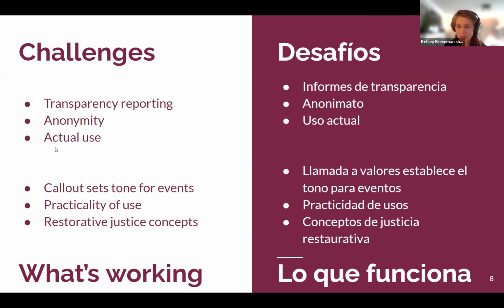Actual use. I can say that our conflict resolution toolkit has been brought out before, but with our code of conduct, we haven't really had anyone say, hey, I had a problem, I need you to implement the code of conduct with me. I don't know if that's a challenge or a problem per se, because we tend to invite people who are very much on board with our values. That's who we're mostly having events with.